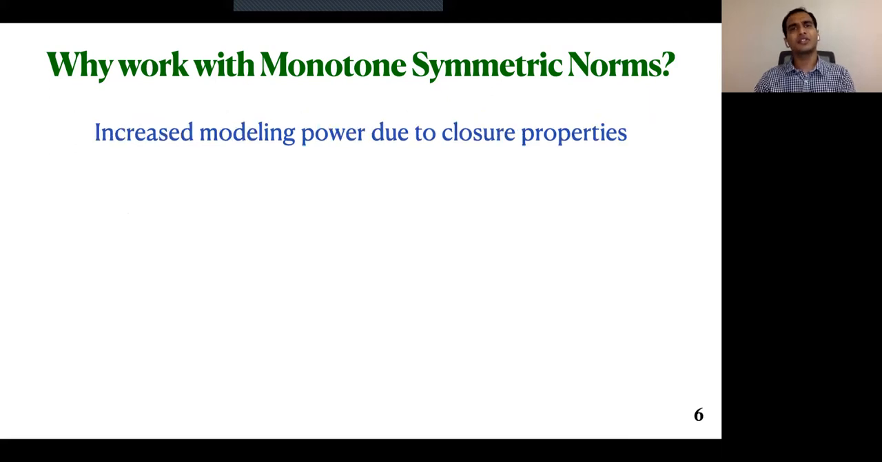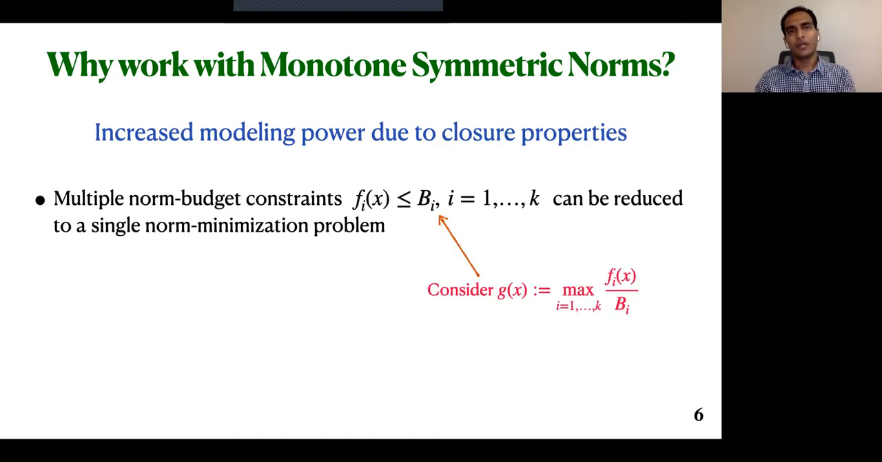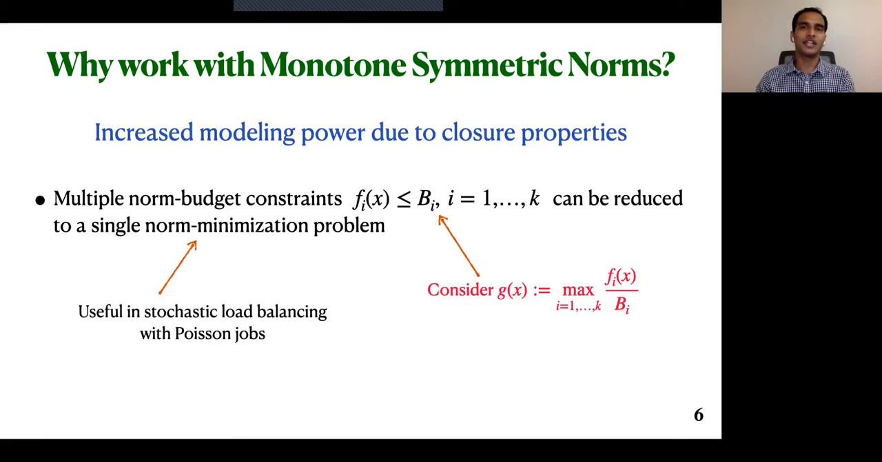The second advantage of working with monotone symmetric norms is the increased modeling power. Observe that a pointwise maximum of monotone symmetric norms is yet another monotone symmetric norm. So an optimization problem with multiple norm budget constraints can be cast as a problem with a single norm minimization objective. A few slides later, I'll show how this idea is used in stochastic load balancing when jobs are Poisson random variables.